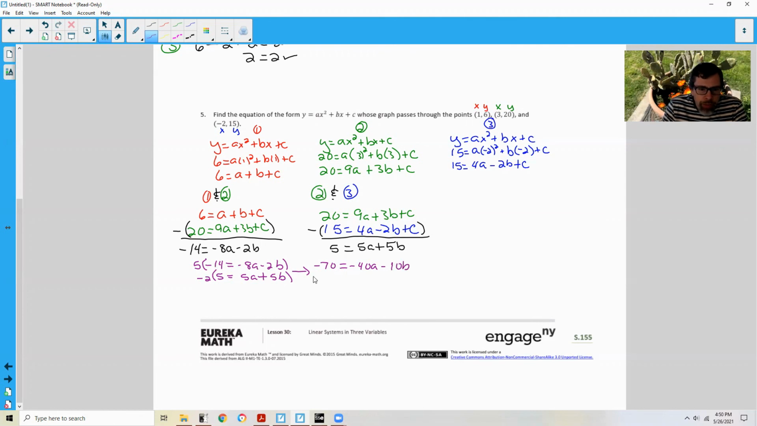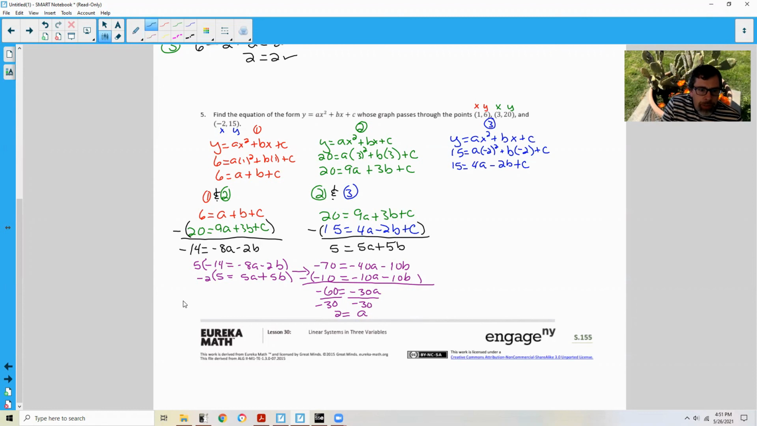All right, now when I distribute this, I get negative 10 equals, negative times positive is negative, 2 times 5 is 10a. Negative times a positive is negative, 2 times 5 is 10b. So now that I have two equations with the same b coefficient, we are going to subtract. Negative 70 minus a negative 10 is plus 10, so it's negative 60. Negative 40 minus negative 10 is negative 30a. Negative 10 minus a negative is plus, negative 10 plus 10, b's cancel. Divide both sides by negative 30 and we get a. Negative divided by a negative is positive. 60 divided by 30 is 2.